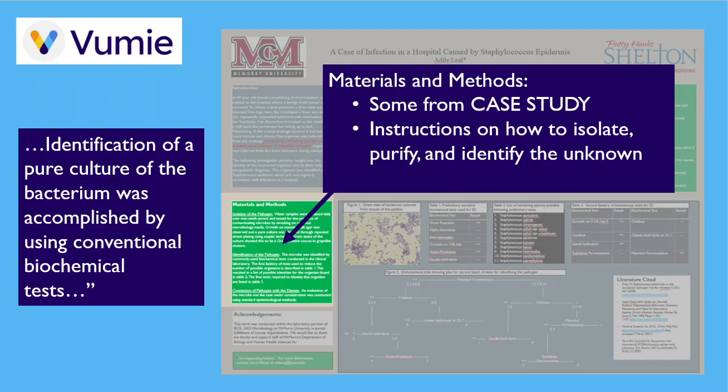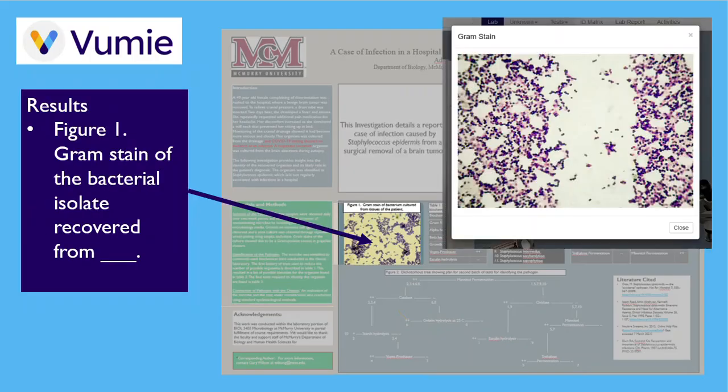Results and discussion. Your results will be the figures and tables displaying outcomes of the work that you did in your ID. Figure 1 would be the gram stain of your bacterial isolate recovered from blank. You're going to fill in that blank. This provides not only the fact that this graphic that you have gotten from the software and put into your poster is the gram reaction and the gram stain that was done for you by the software.